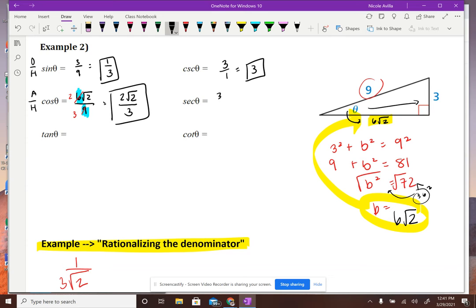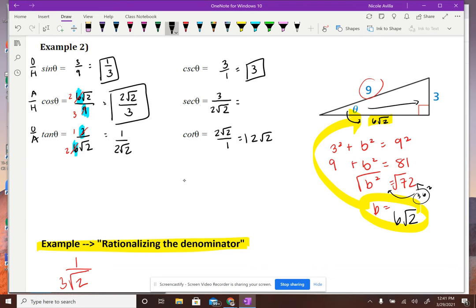Now, when I flip that, I get 3 over 2 root 2, and I'm going to explain how we're going to adjust that in just a moment. I'm going to continue and find my opposite over my adjacent for my tangent. My opposite is 3 over my adjacent is that 6 square root 2. Again, I can simplify the 3 and the 6 because they are both outside of the radical. So I'm going to get 1 over 2 root 2. And my cotangent would be that flipped, which would be 2 root 2 over 1, or you could just say 2 root 2.